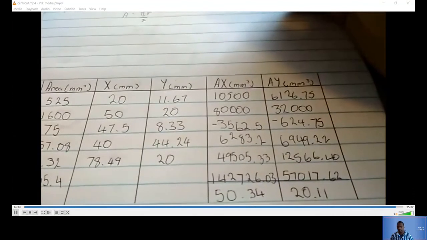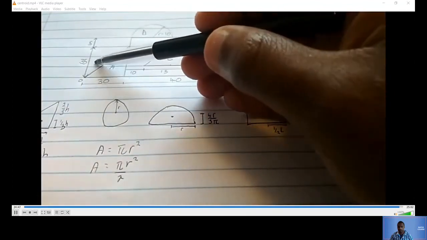All right, now that concludes our session. We have found the centroid. It's located at 50.3, so it's somewhere there. 20 there, 30 there, somewhere there. And then on the y from here it's 20.1, so it's somewhere there. So the final centroid is somewhere in there.